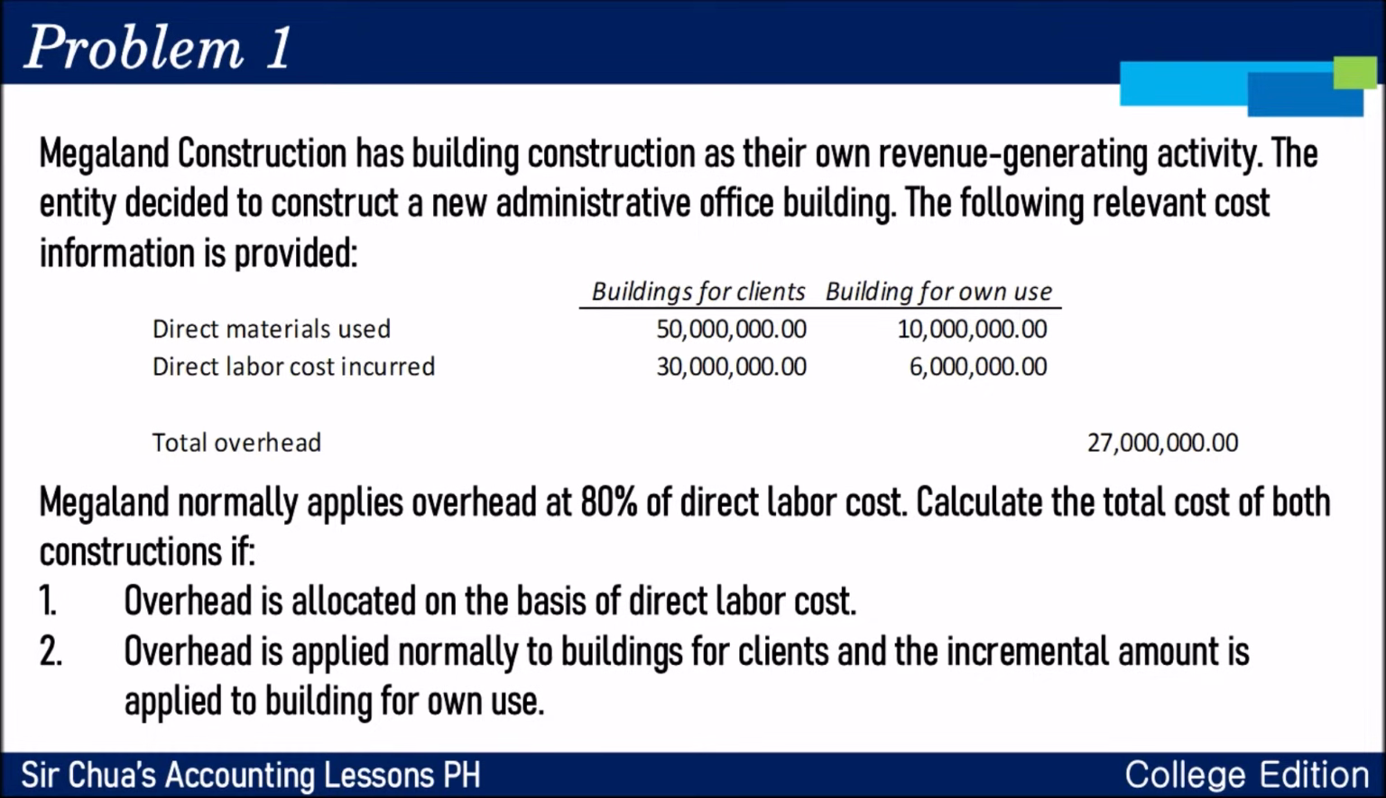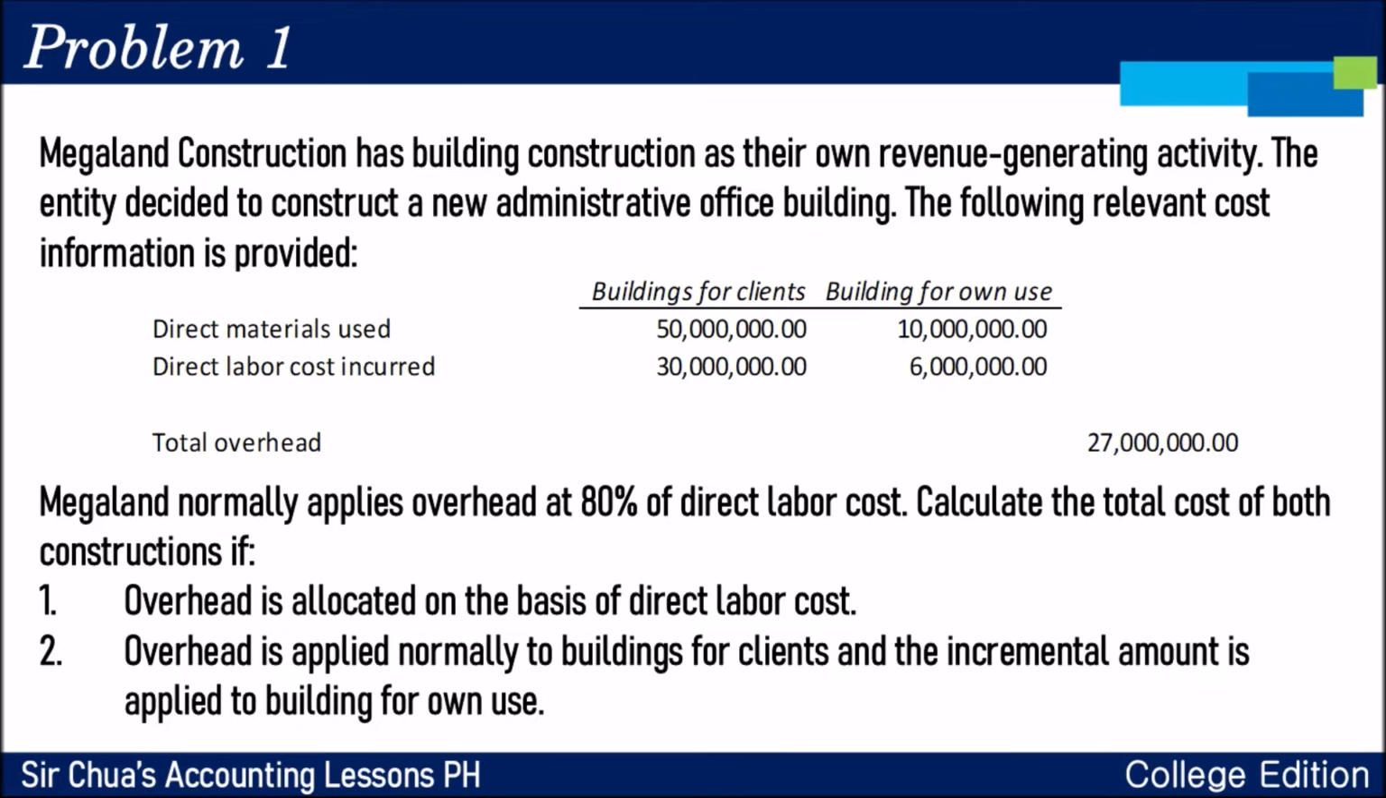The following relevant cost information is provided. So, binigay po yung information about yung ginastos nating materials and labor sa buildings that we do for our clients and then yung buildings for own use. However, syempre, na-accumulate lang naman po lahat ng indirect cost na ginagastos natin. So, the total overhead is 27 million. Ang kailangan natin gawin is i-allocate yung 27 million na yan dun sa buildings na for clients and para sa atin na ginagawa natin as our new building.